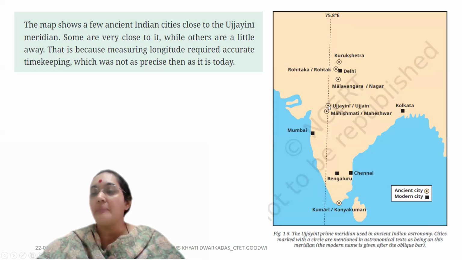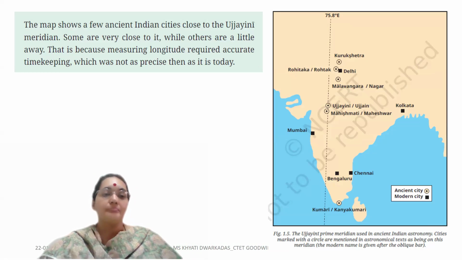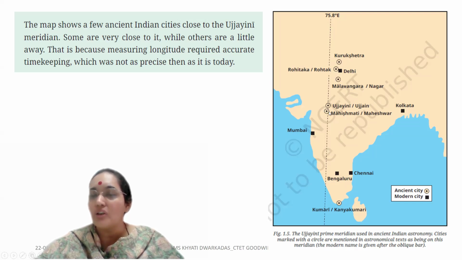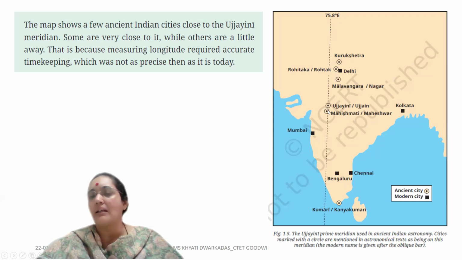75 degrees, 8 minutes east is the longitude of Ujjaini. There are many places which are very, very close to Ujjaini. However, Ujjaini and Mahishmati or Maheshwar both seem to be falling around. Mahishmati is also just a little away from this longitude, but it is close by. You can see the other places which are almost close to the same longitude.